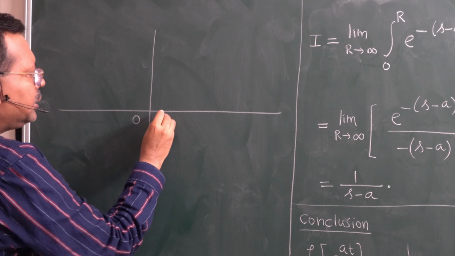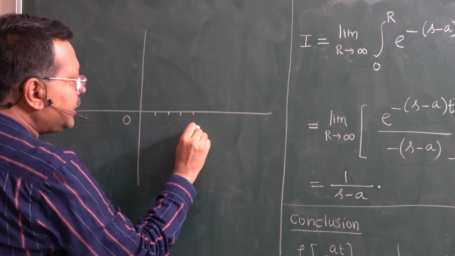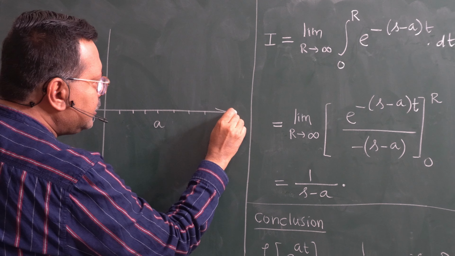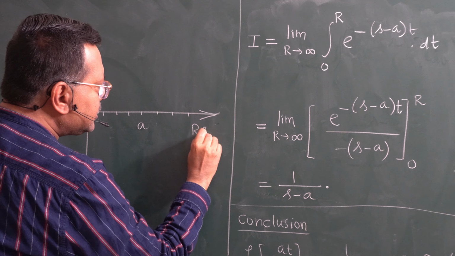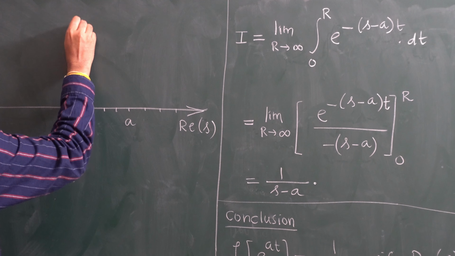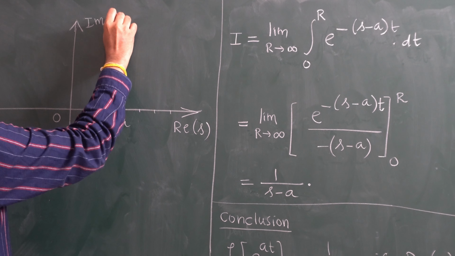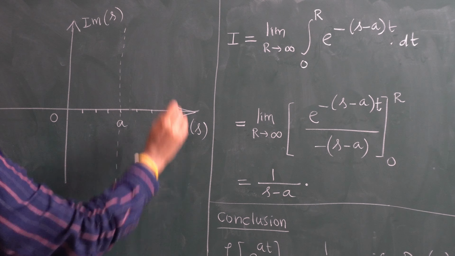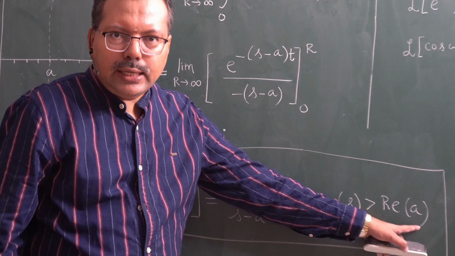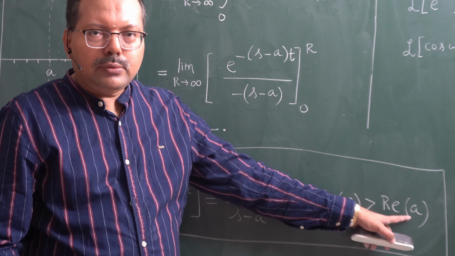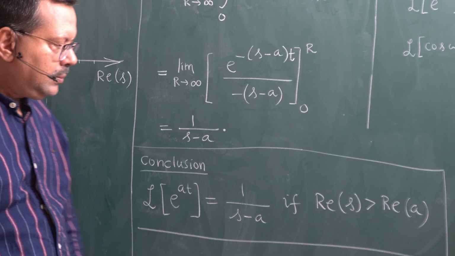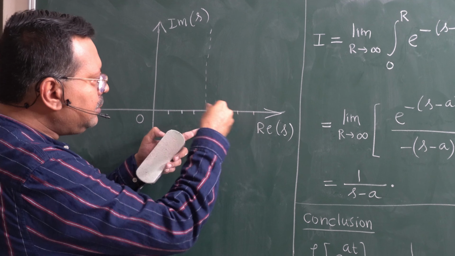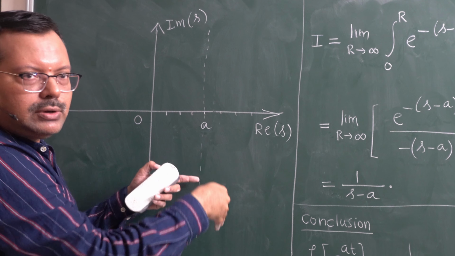So that is 0. Then you have 1, 2, 3, etc. and some a is there here. This portion is the real part of s, and this side will be the imaginary part of s. So for the a, you put this line like that, because the real part of a is there. A is a complex number, right? So a is a complex number, which means that we can say that it is alpha plus i beta. Alpha is on this side, beta will be on the y-axis. So that is alpha comma beta.